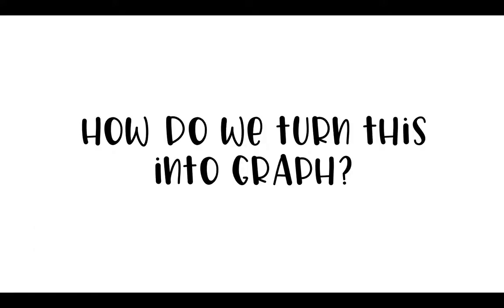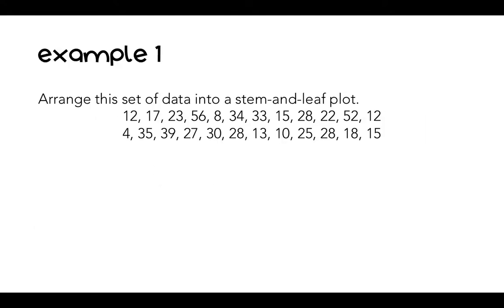So how do we turn this into a graph? Let's have a look. Arrange this set of data into a stem and leaf plot. The first thing we need is our lowest value and our highest value. So our lowest is 4 and our highest is 56. But we need the stems of those numbers. So we know here the stem for 4 is 0 and the stem for 56 is 5.